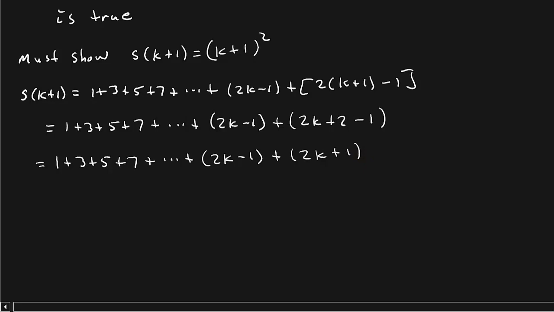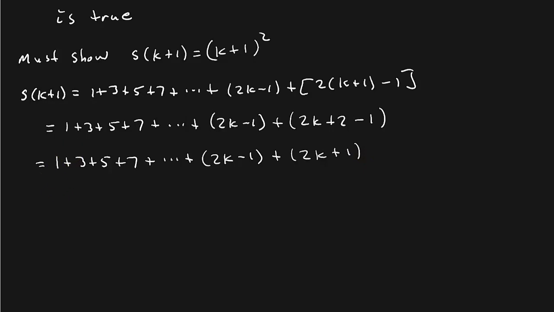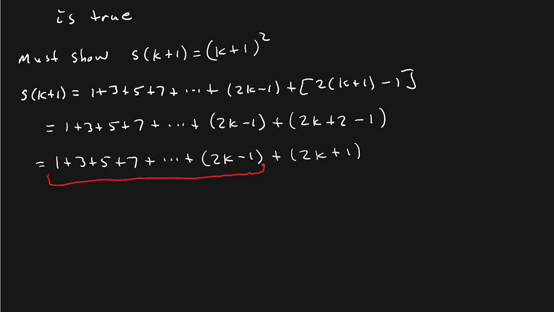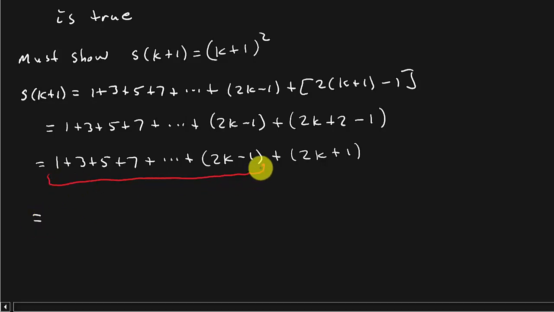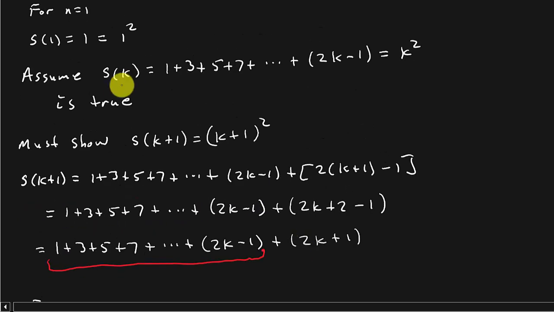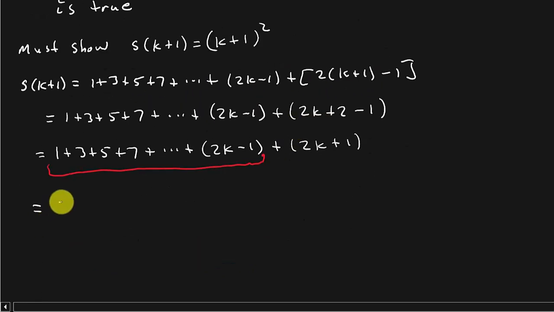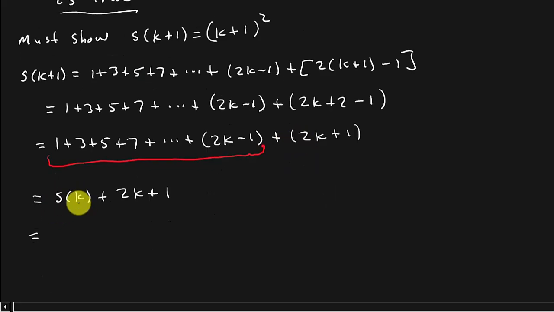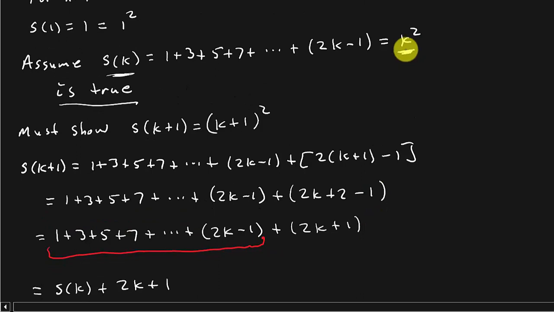All right, so now, what do we do? Well, if you look at this right here, you see that right there? What is that? Well, this part that I have marked off in red, that's s of k, right? You see that? See, this in red is the same thing as this. That's s of k. And so that's s of k plus 2k plus 1, which equals, now what's s of k? Well, remember, we assumed s of k is equal to k squared. We assume that's true. So I'm going to replace s of k with k squared.